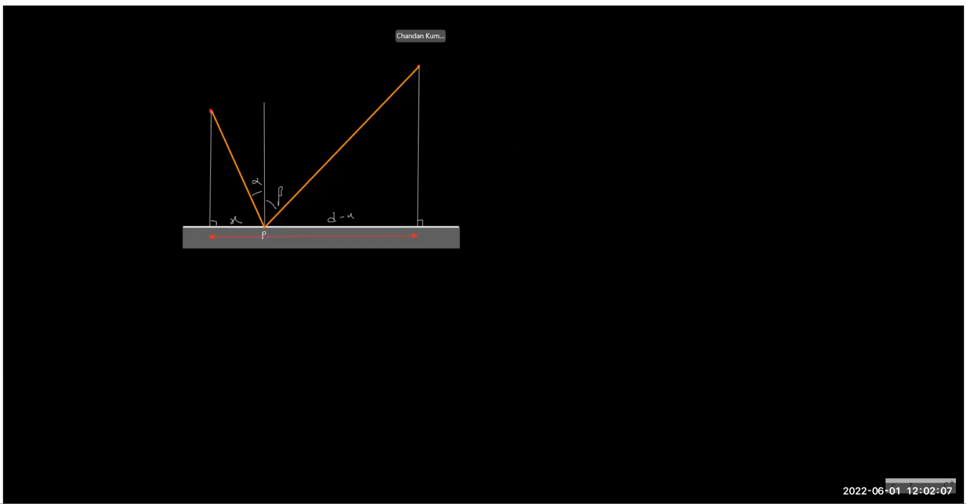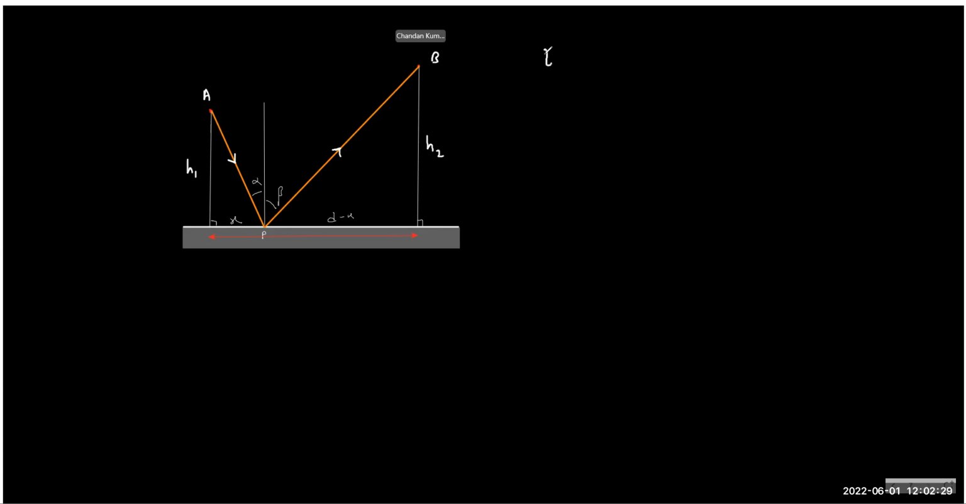So d is the separation, and alpha and beta are the angles. Let's call the height as h1, this height as h2. We don't know that. We are just checking the random points. So light ray will travel from A to P and P to B.